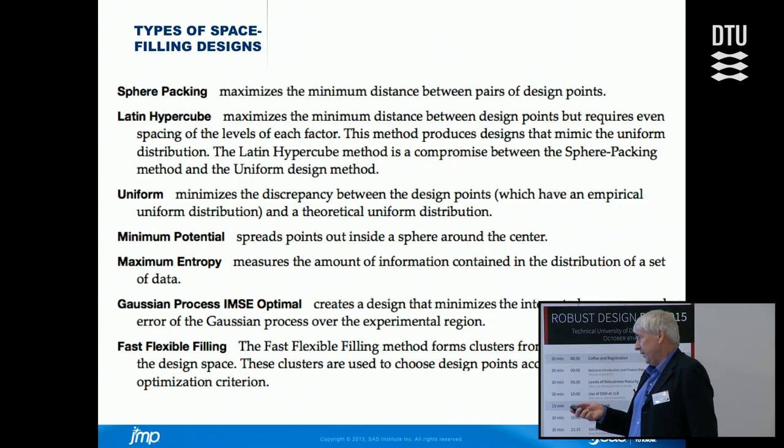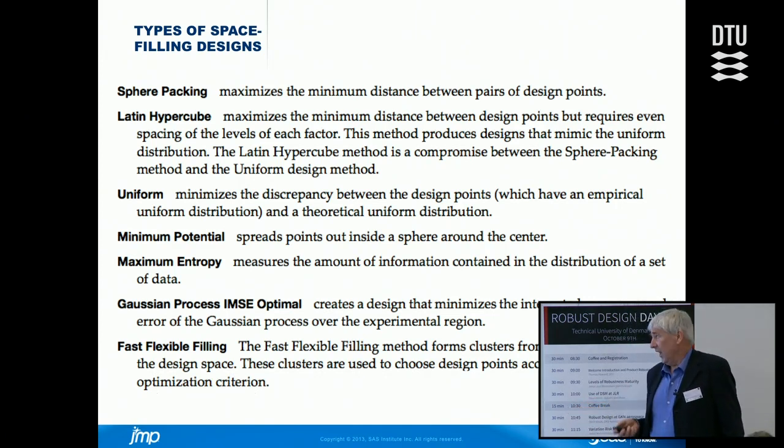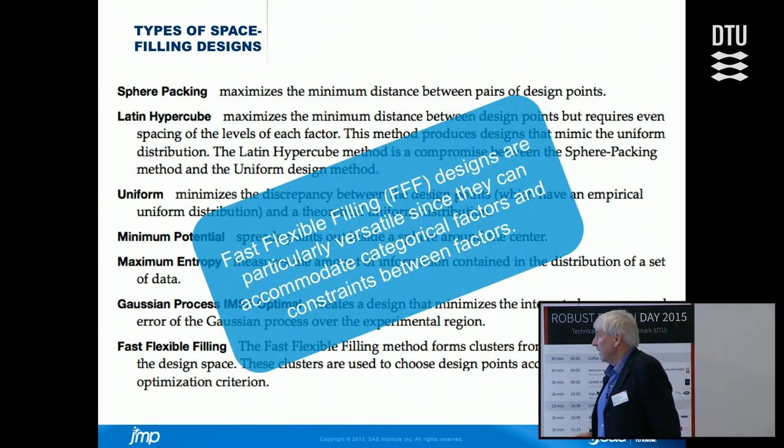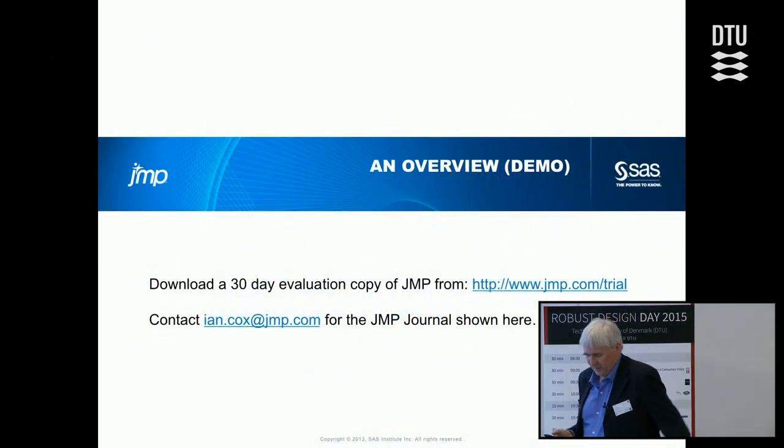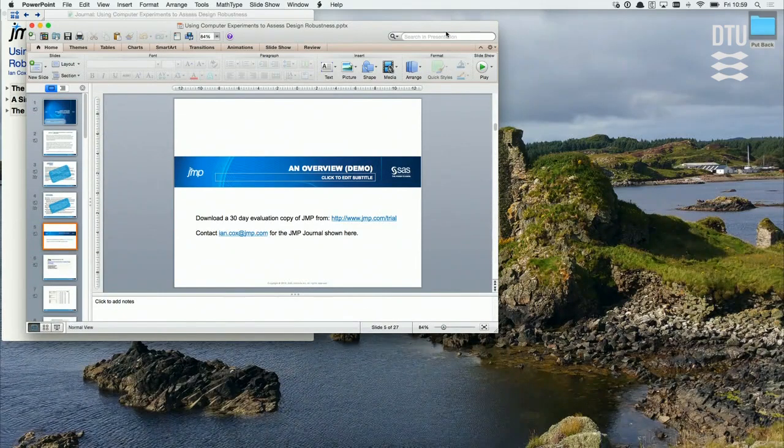We're going to use fast flexible filling as a design strategy, and you'll see what that means in a moment. The reason we do the fast flexible filling designs is for a couple of reasons. One is they can accommodate factors which are not continuous. And the other thing is they can accommodate constraints. And typically the factor space is constrained in one way or another. Okay, so let me show something in software.